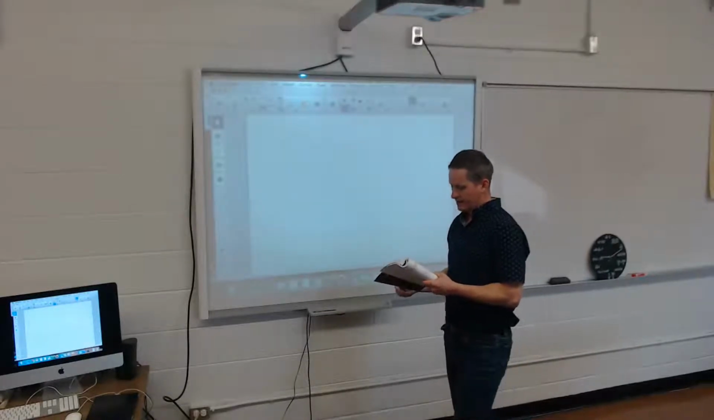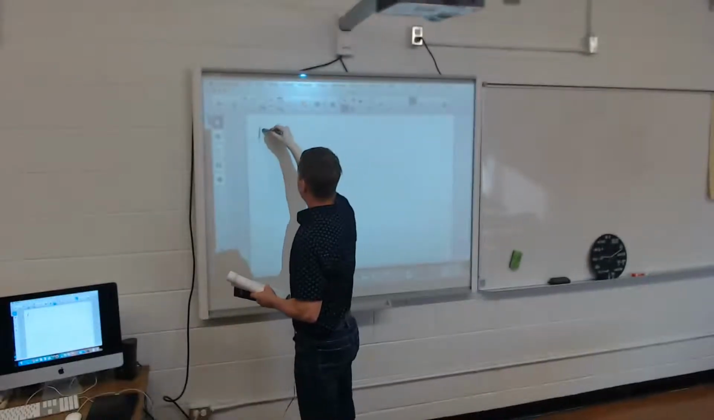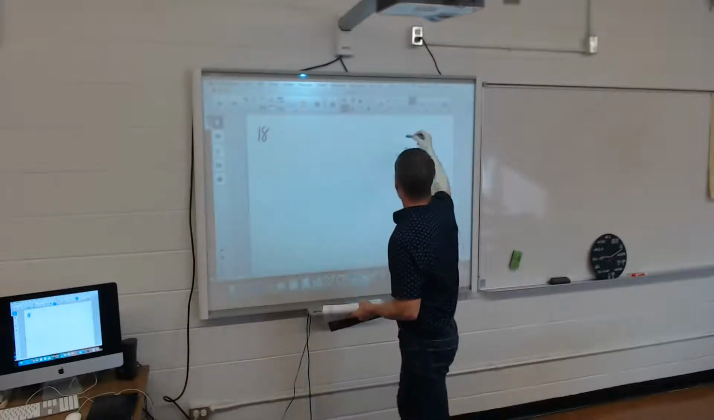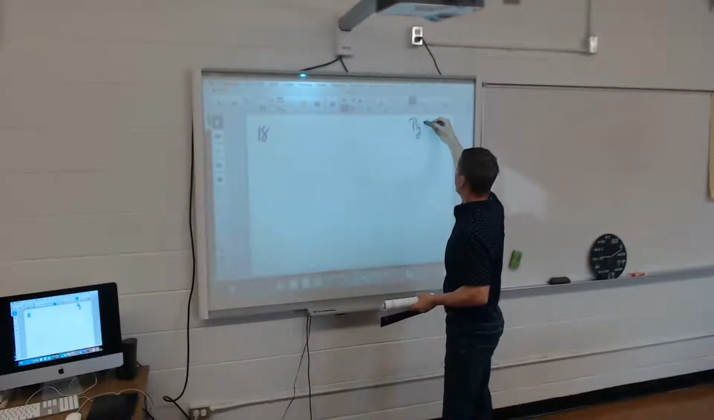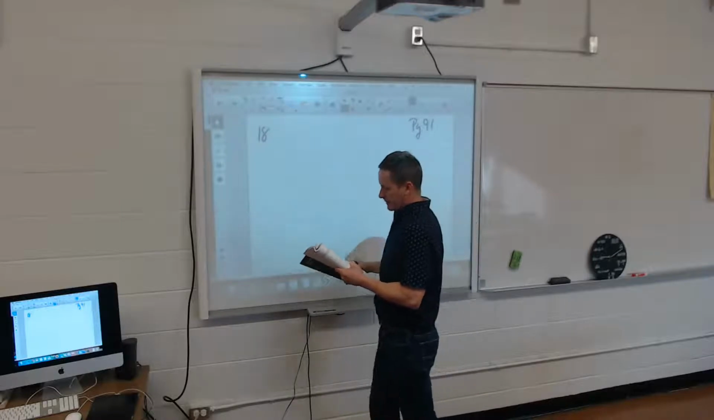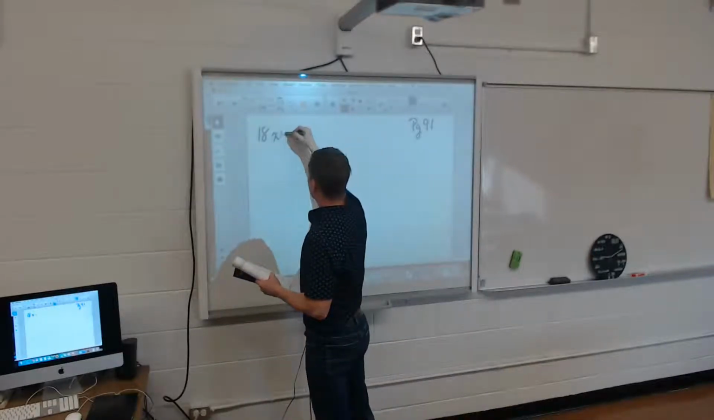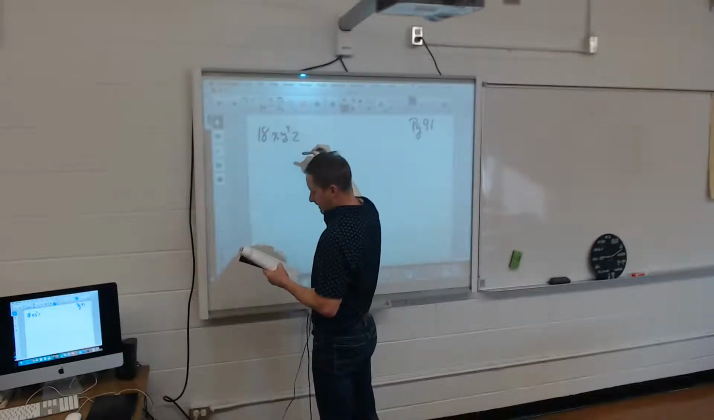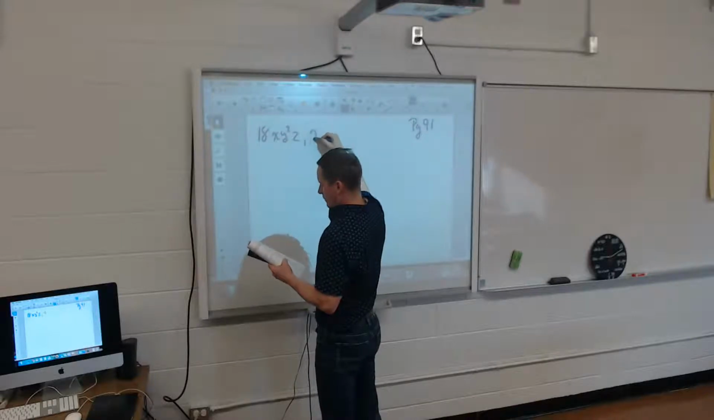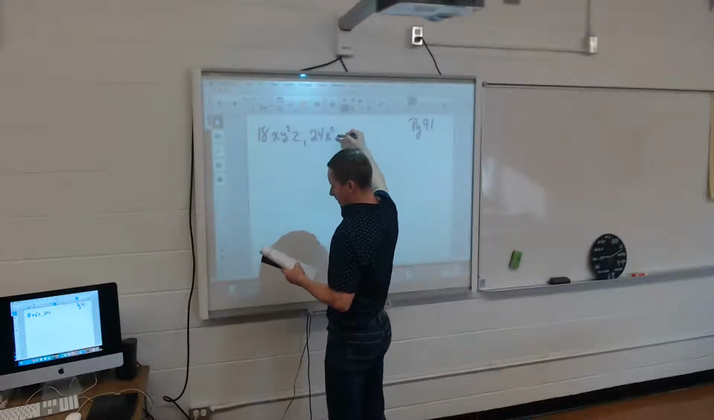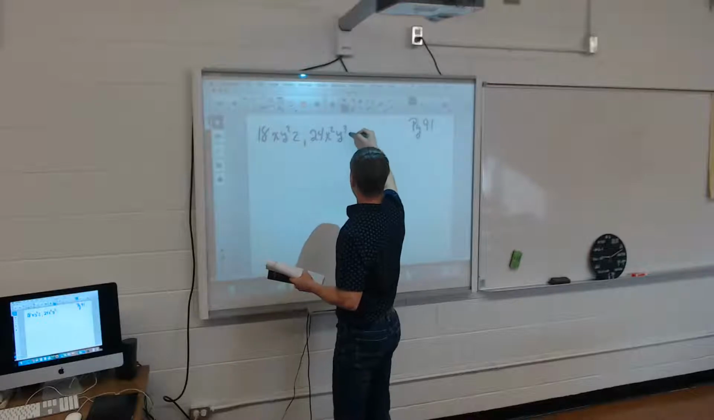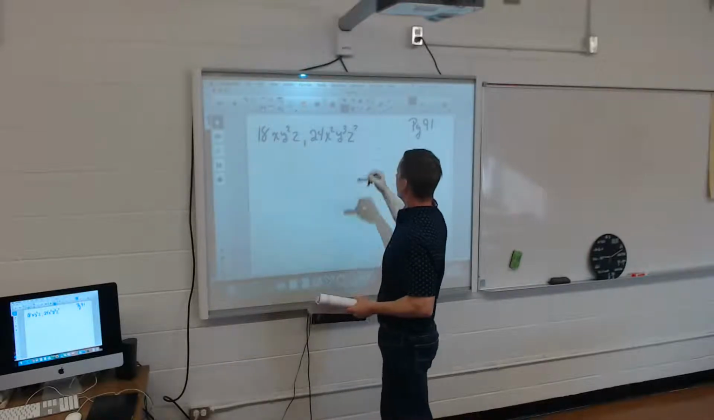Let's look at one more example that's a little more complicated. Let's look at, so I'm on page 91 right now. I should have wrote that down earlier. Page 91. So I've got 18x y squared z, and then 24x squared y cubed z squared.